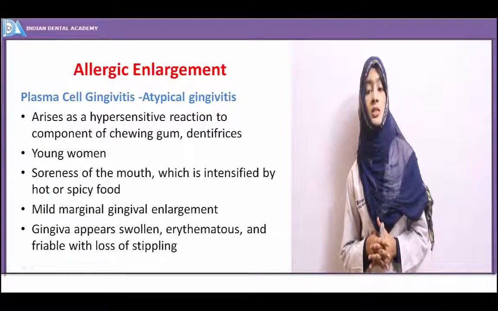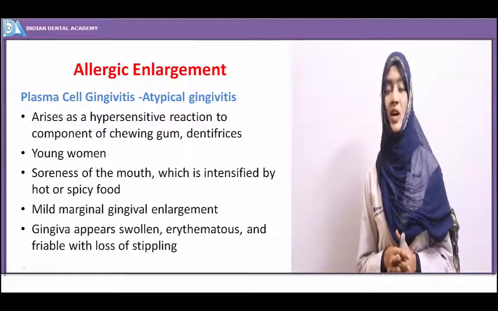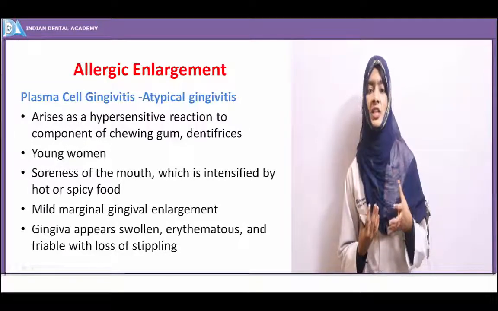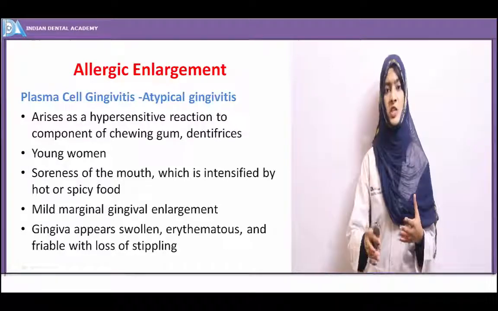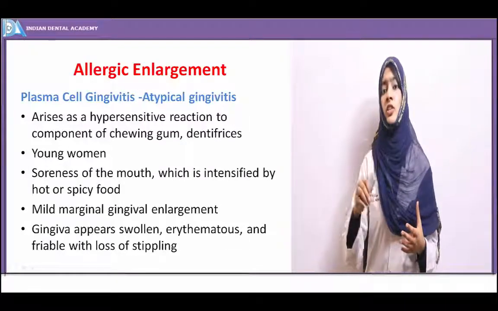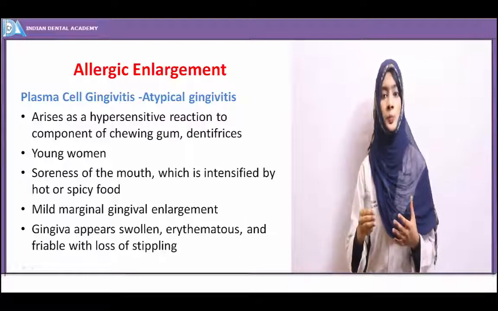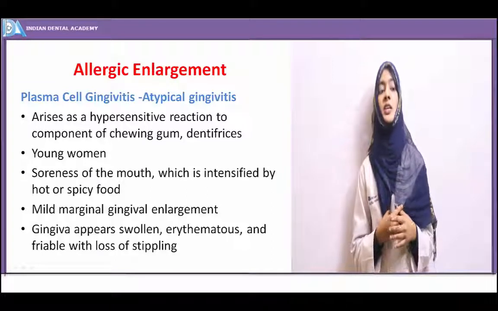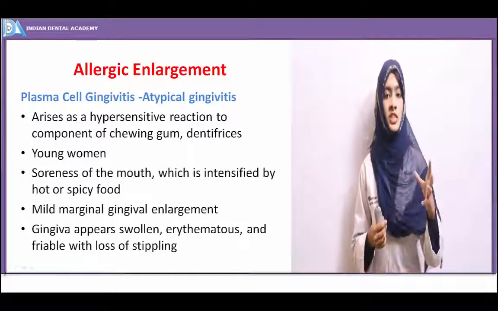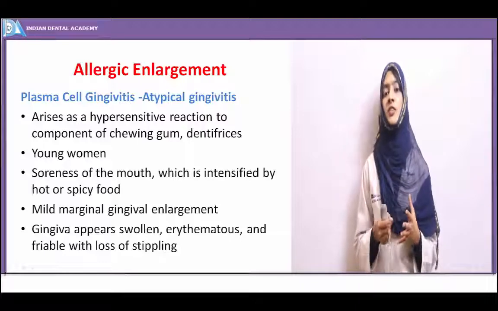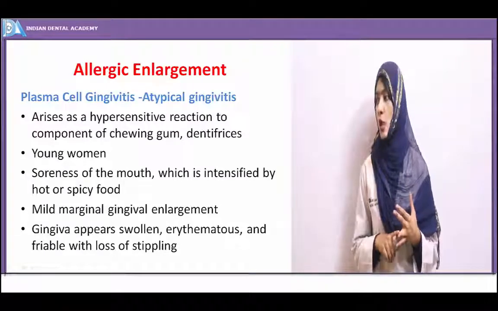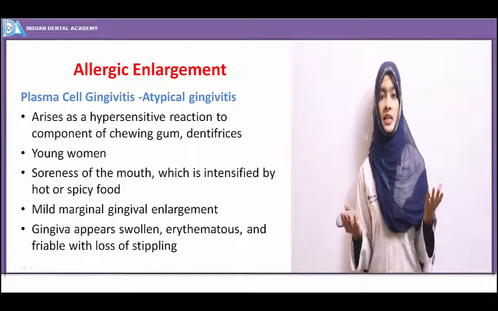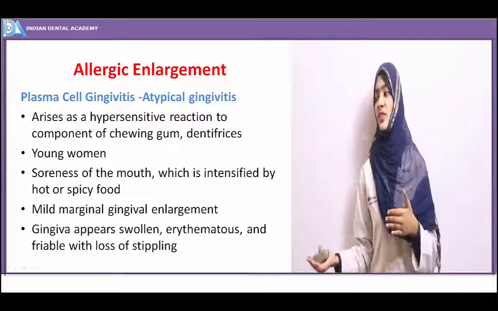Allergic enlargement is also known as plasma cell gingivitis or atypical gingivitis. Actually, individuals manifest some form of allergy to a component present. So as a dentist, you will be prescribing a lot of mouthwashes or toothpaste or any substance to be applied locally in the oral cavity. Sometimes a few individuals may be allergic to a particular component of the chewing gum or mouthwash, and they manifest a hypersensitive reaction to that component, and clinically they show the appearance of gingivitis and gingival enlargement.